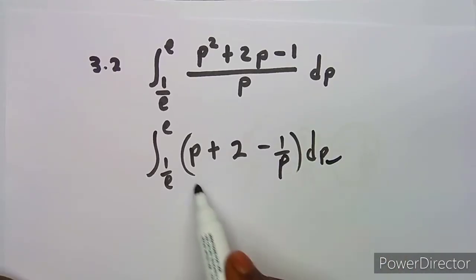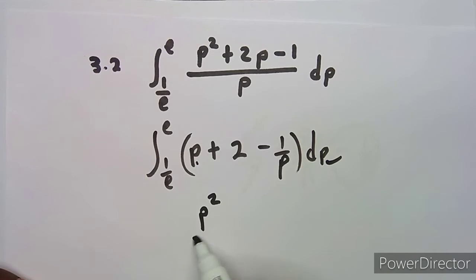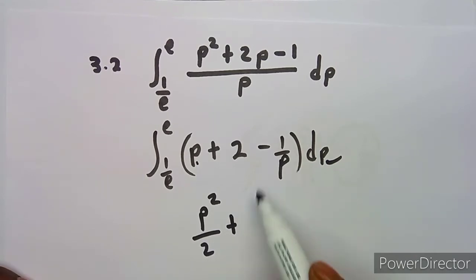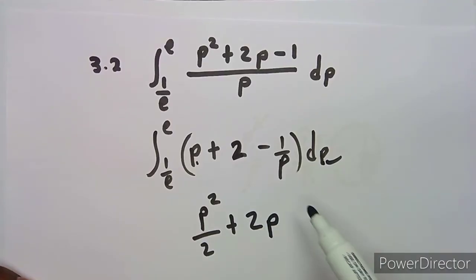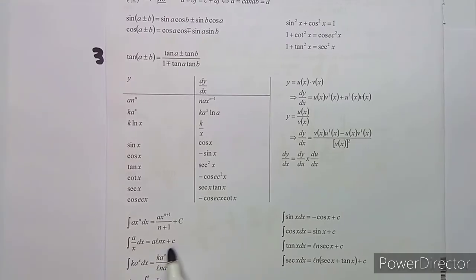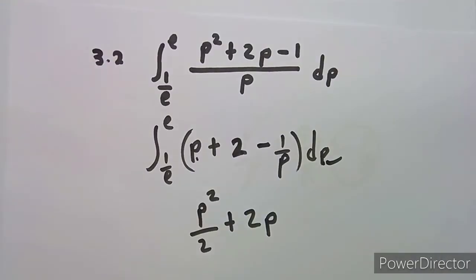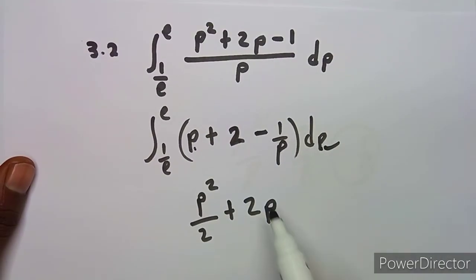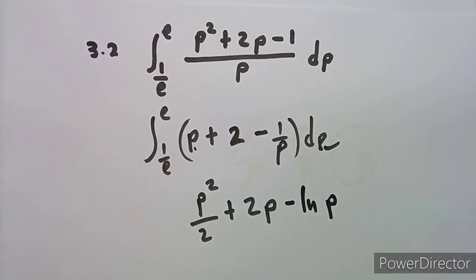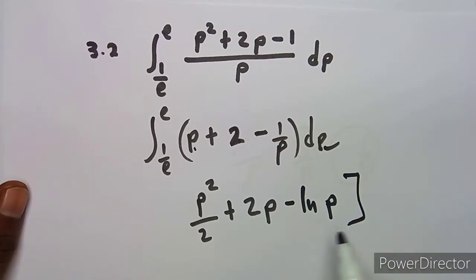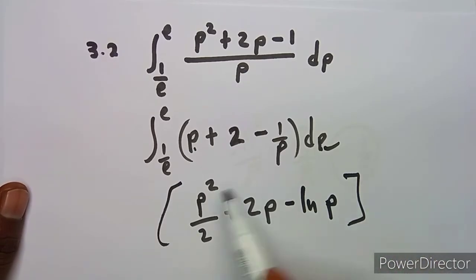P with respect to p is going to be p squared over 2 plus, if we integrate a constant with respect to p, it's going to be 2p. Then the integral of 1 over x gives us ln x. So if we are given minus 1 over p, it is going to be negative ln p. All right, so that's what we have, guys, and we are given the limits, so there's no need for us to write the plus c here. If you're given the limits, we just need to substitute.